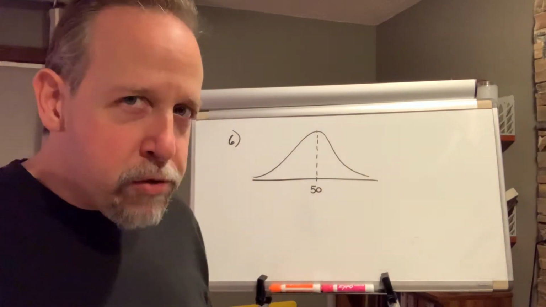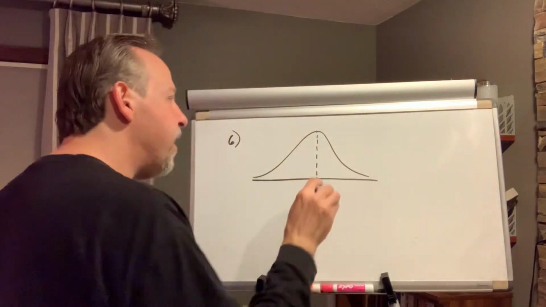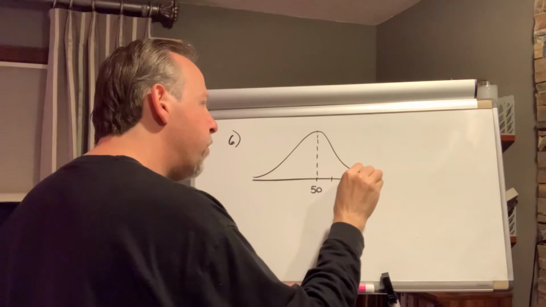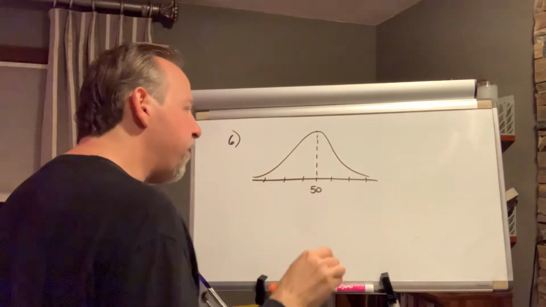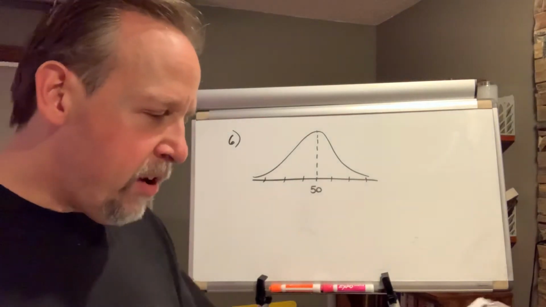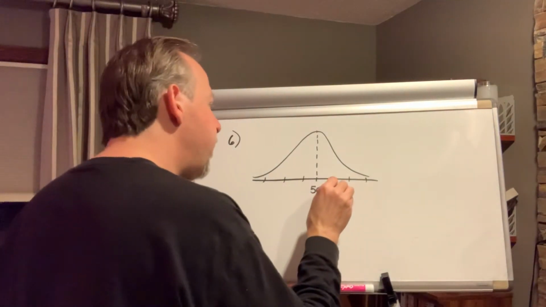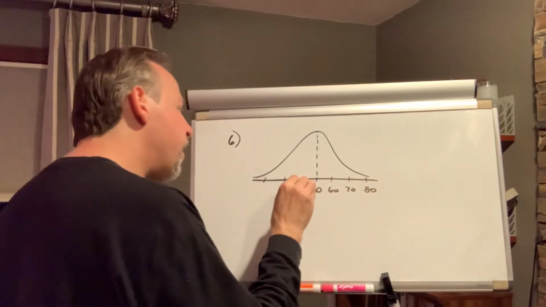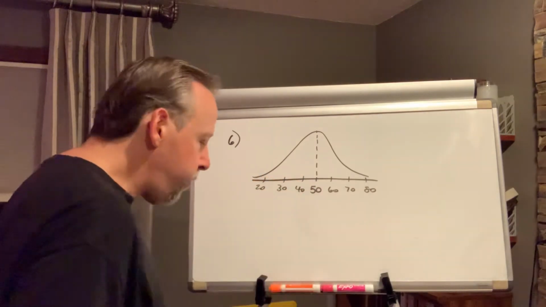In a normal distribution, there are 3 standard deviations on both sides until we get to the little tail there. So 1, 2, 3 to the right, and 1, 2, 3 to the left. And it says here the standard deviation is units of 10. So that would be 60, 70, and 80. And that would be 40, 30, and 20.